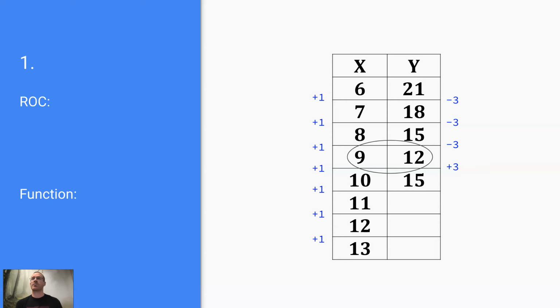Now we want to continue this rate of change. I added 3 there, so now I'm going to add 3 again. 15 plus 3 is 18, and we can see that matches the 18 above. Then I add 3 again. This should match what's above 18, which is 21. Now, notice this. We don't have a match here, but we just continue our pattern. We add 3, and we get to 24.